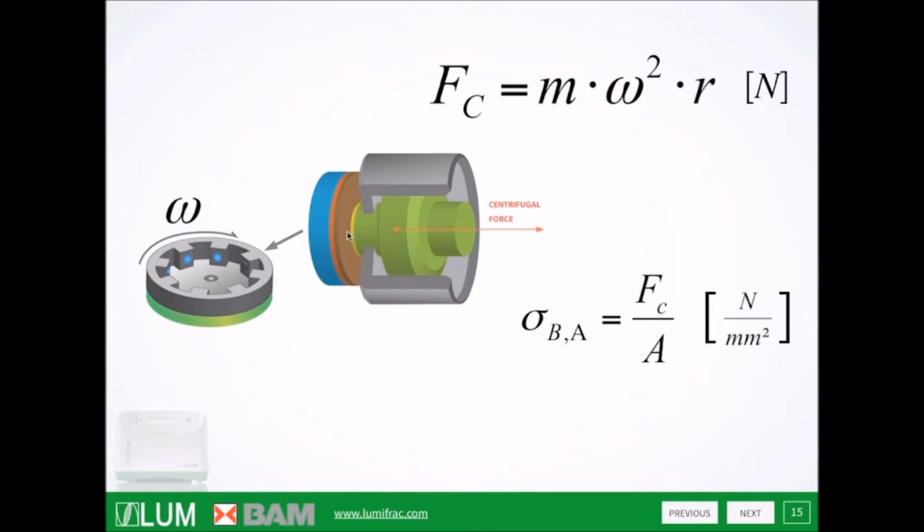If we know the area where the 2 parts are put together or glued together, then we can of course determine the strengths, bonding strengths or adhesion strengths, and we get the data in Newton per square millimeter or megapascal for our system.